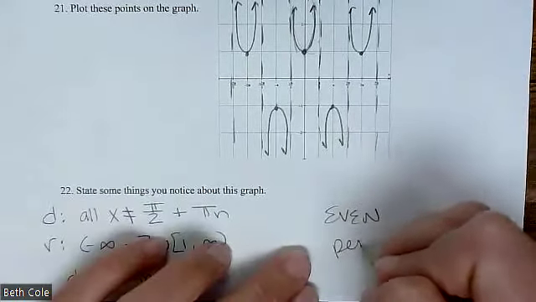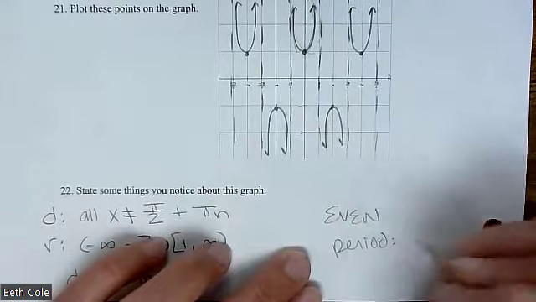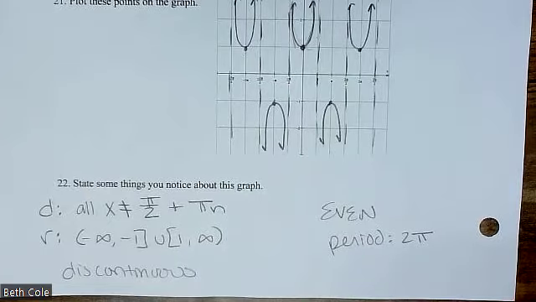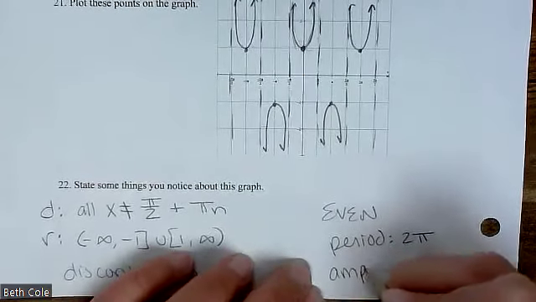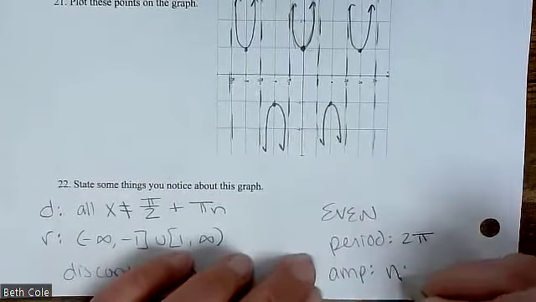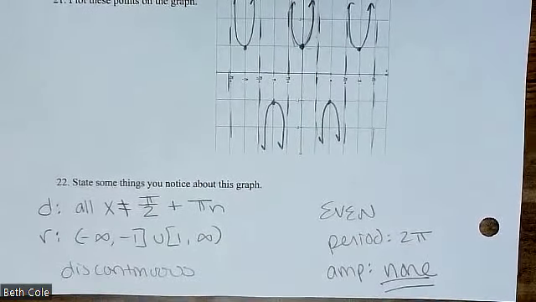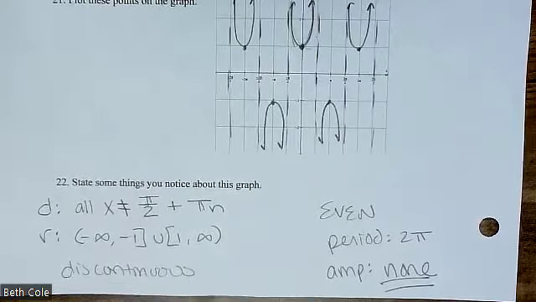All right, and then what is the period of the function? 2 pi, again, it's once around the circle. And the amplitude is none. There just isn't one because it's not a wave. That definition goes with a wave and it's not a wave, so there isn't one.